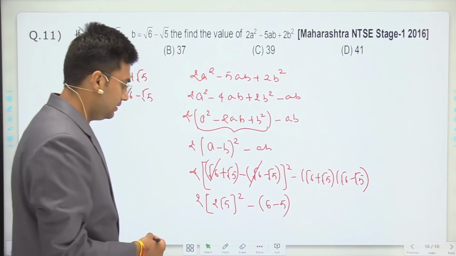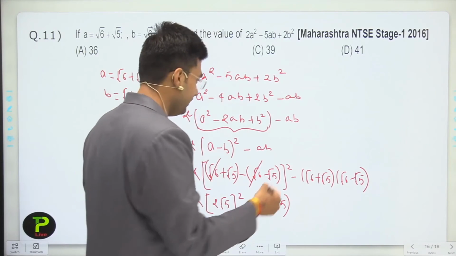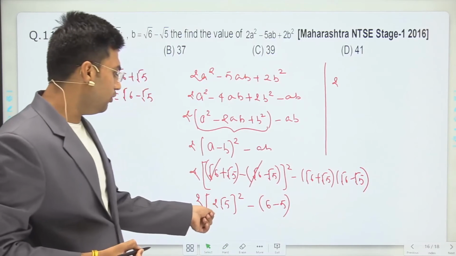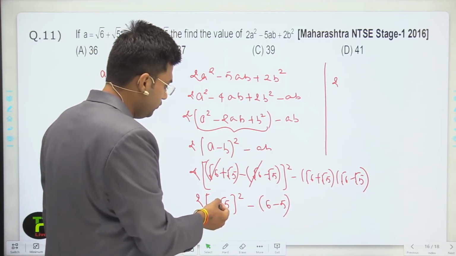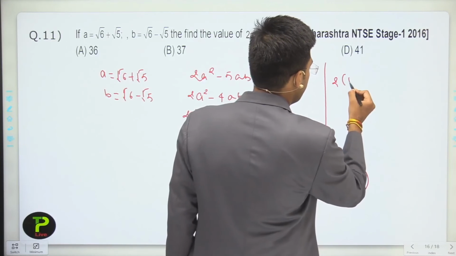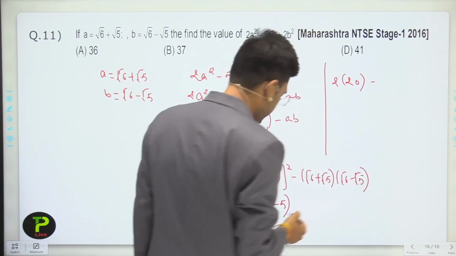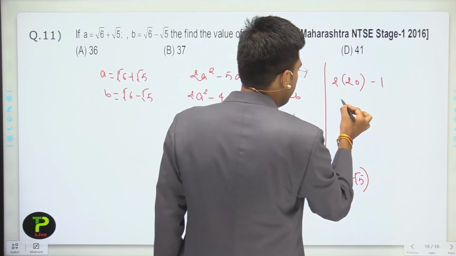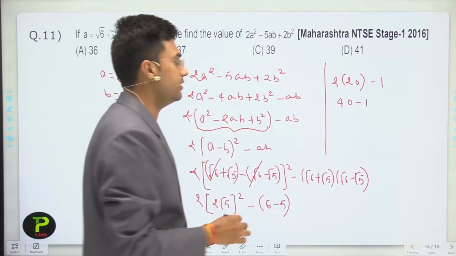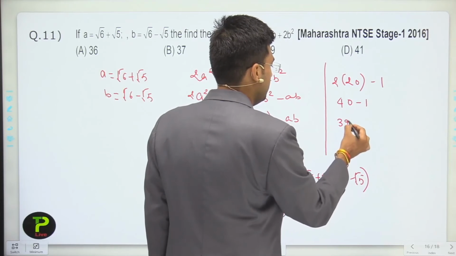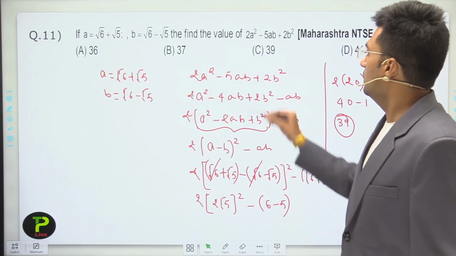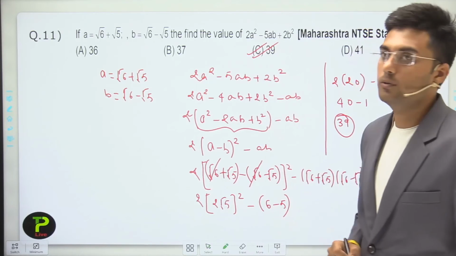Clear? Now when we solve this, what will we get? We will get 2 multiplied by the square of 2 root 5. It is equal to 4 multiplied by 5, and 4 multiplied by 5 is equal to 20. So it is equal to 20, and minus 6 minus 5, which is 1. So we can write it as 40 minus 1, and 40 minus 1 is equal to 39. So 39 is the final answer of this question. So option C is the correct option.